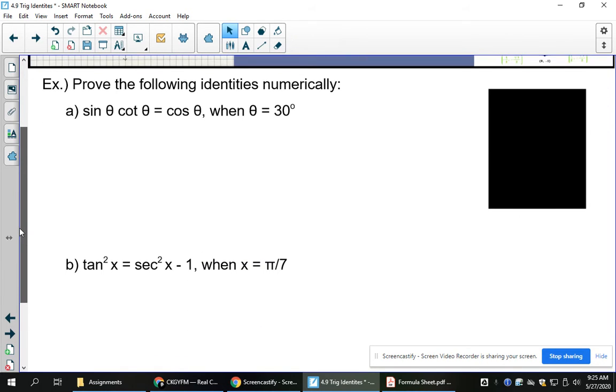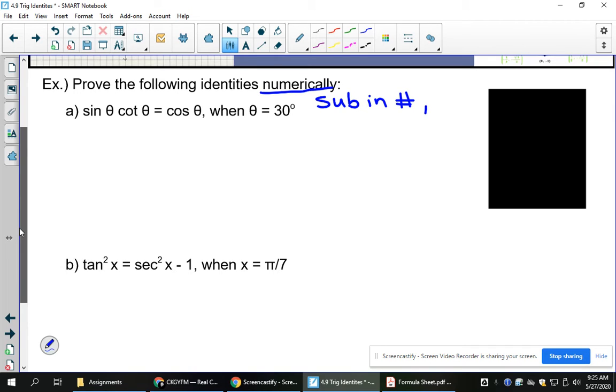All right, so here's the first example. We're going to solve these, or prove them rather, numerically. So remember, this is when you just sub in a number. However, I'd like you to make note that this only proves for that number, not for all numbers.